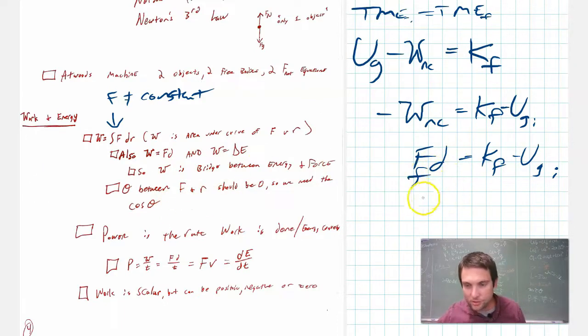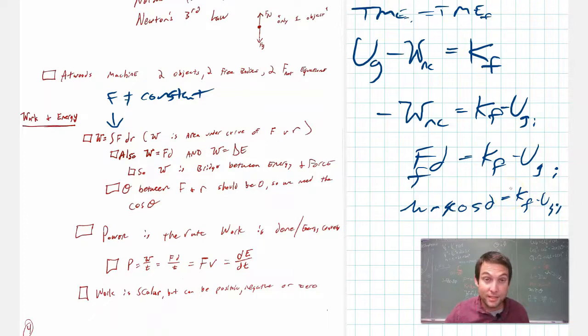Why can't you just remember that? If it's frictional force, then it'd be mu mg. If you're on a ramp, then it's mu mg cosine times the distance that you went down the ramp equals Kf minus Ugi. It's easy stuff. Get that. 3 points. All right, enough yelling at you. Let's get back to the review.